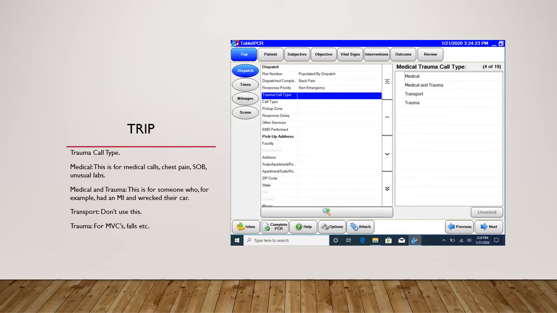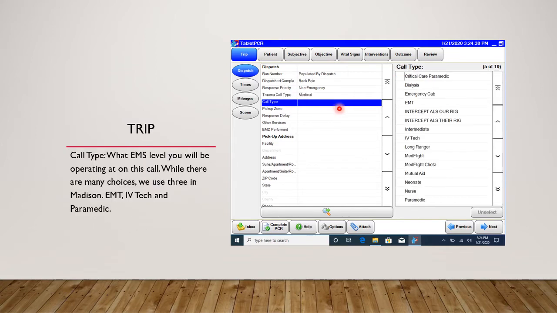Trauma call type basically wants to know, is this medical, transport, trauma? A car accident would be trauma, chest pain, medical. We're going to put medical for this one. Call type, we're going to put EMT. It's kind of what level you are: EMT, IV tech, or paramedic.